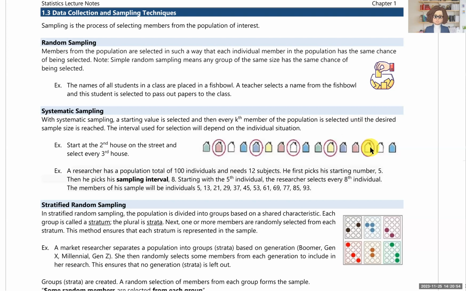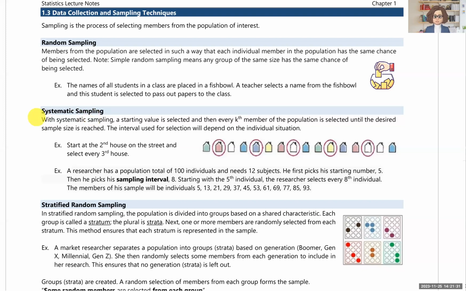So for the purposes of our class, we don't get any deeper into this. We're not going to try to figure out why they started at the second house and why they chose every third house. We simply want to recognize the technique when we see it. So anytime we've got some type of interval, so in my example here, a researcher has 100 individuals and needs 12 of them. They start at the 5th individual and then select every 8th individual. So when we see an interval selected, this is called systematic sampling.